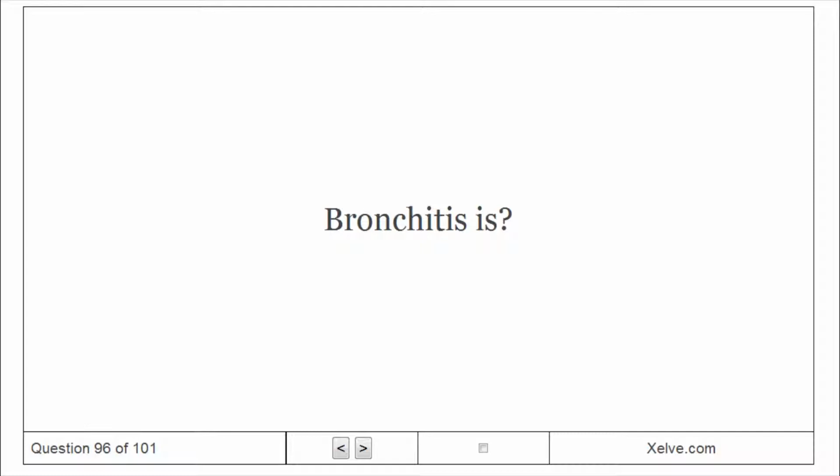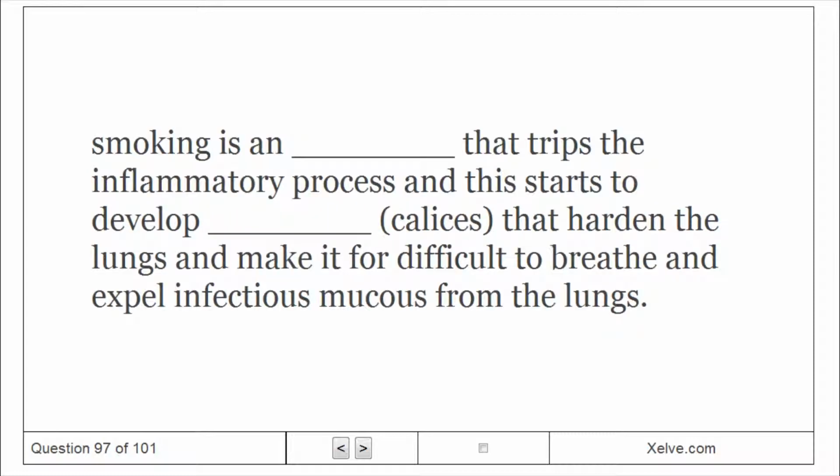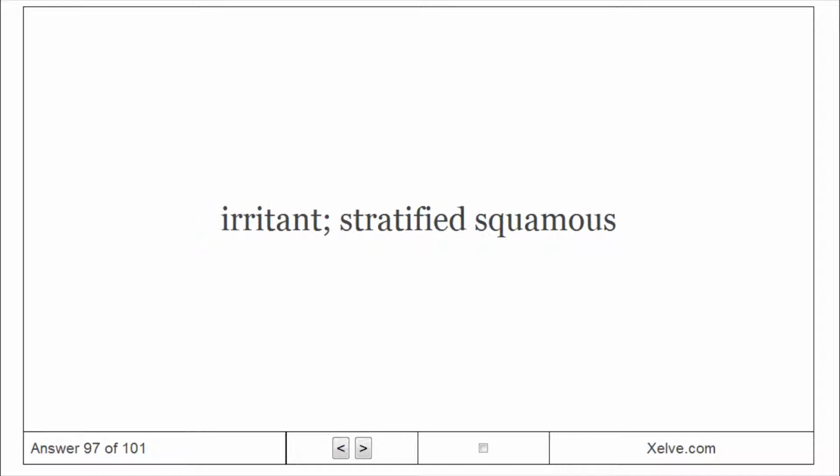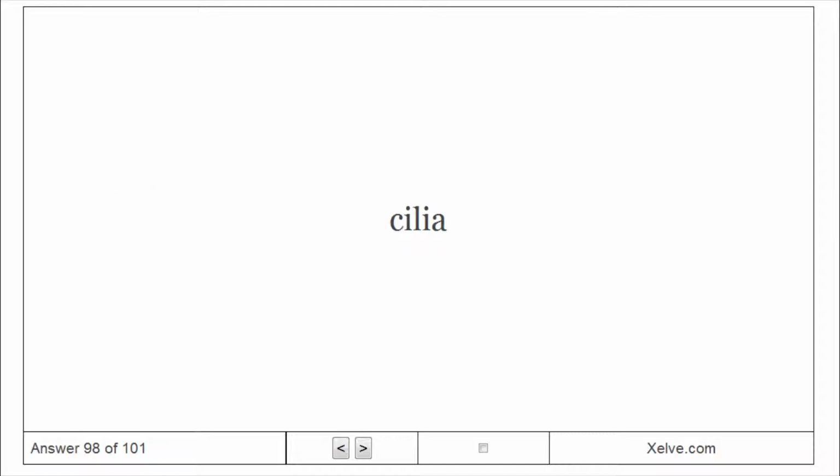Bronchitis is inflammation of the lining of the bronchioles. Smoking is an irritant that trips the inflammatory process and this starts to develop stratified squamous epithelium that hardens the lungs and makes it difficult to breathe and expel infectious mucus from the lungs. Smoking numbs the blank that would normally aid in expectoration. Cilia.